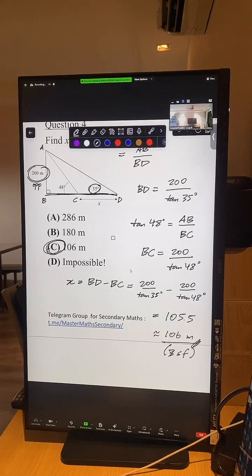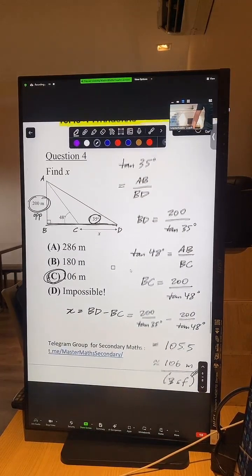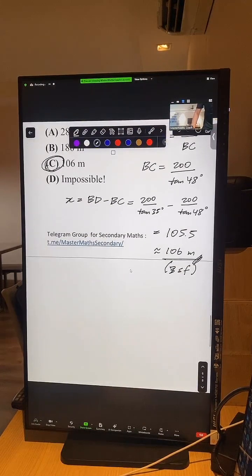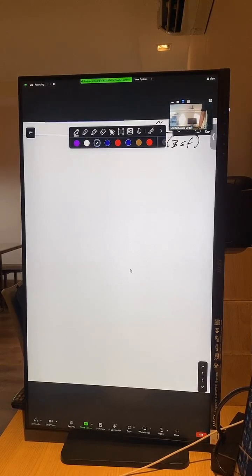Okay, let's move on. We are about 10 minutes away from the end already. Finished already? Then what can I do for the next 10 minutes? Anybody with any request, any particular question or topic you want me to go through? Anybody? Maybe write down in the comments.